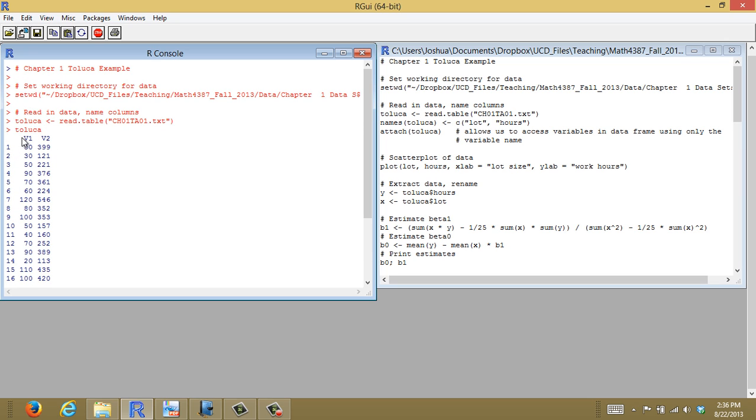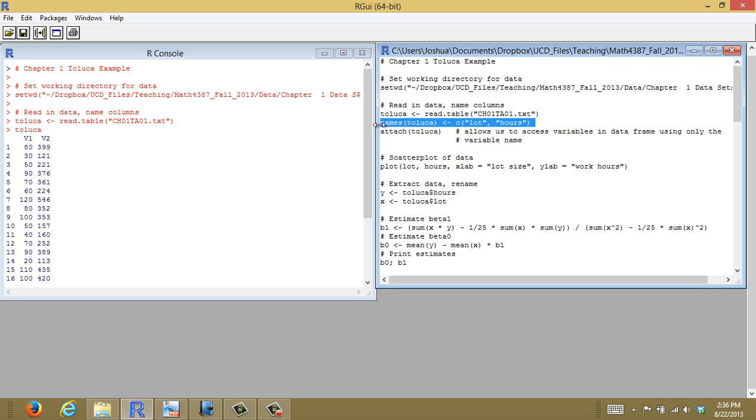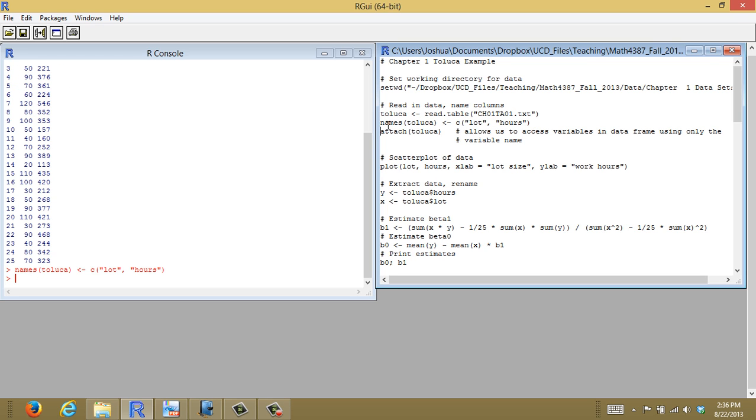But this is not very descriptive. V1 and V2 stand for variable 1 and variable 2. That doesn't tell me what they are, and so I can actually name the two different variables in my data frame. So I'm going to name them lot and hours. So the first column is going to be the lot size, and the second column is going to be the number of hours needed to produce that lot.